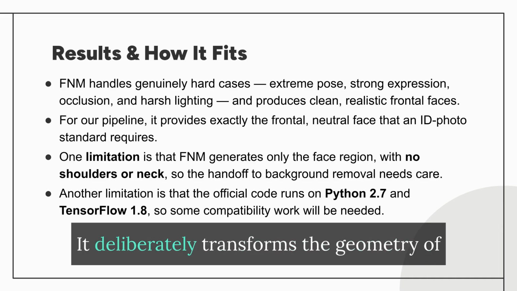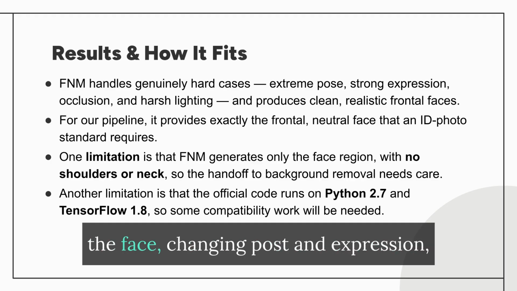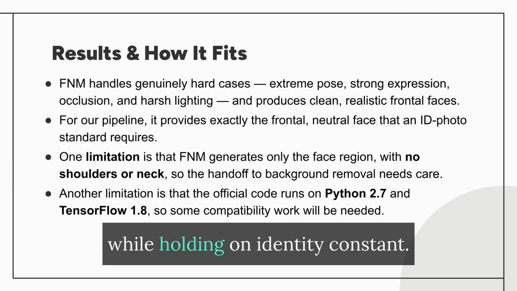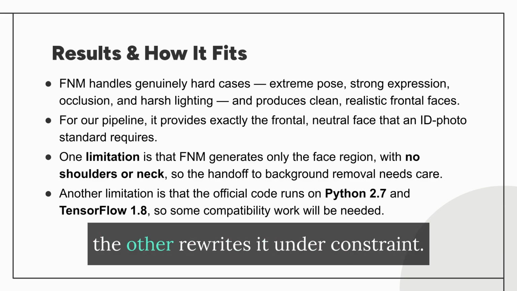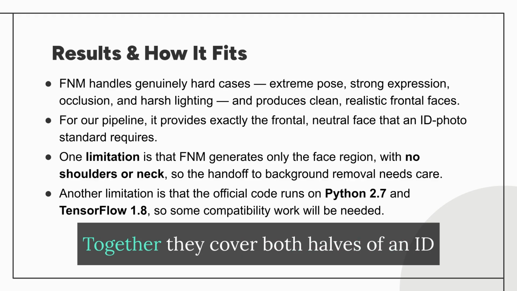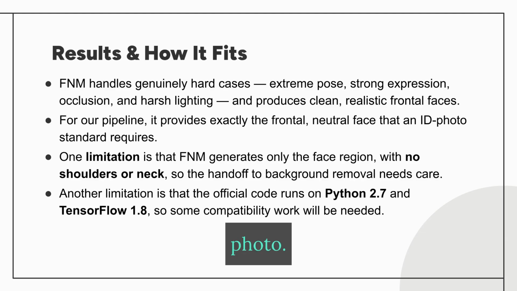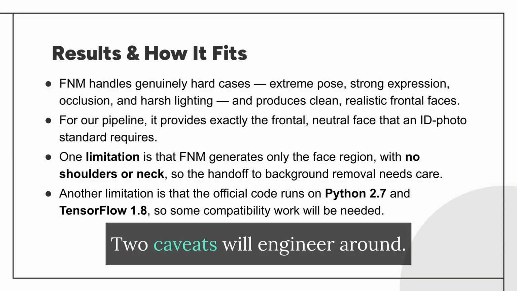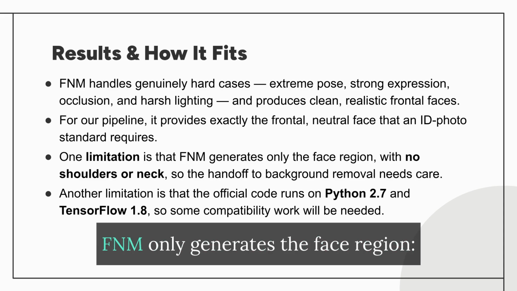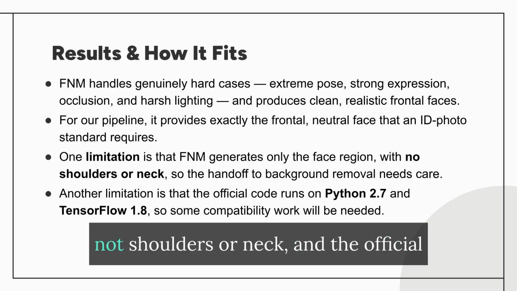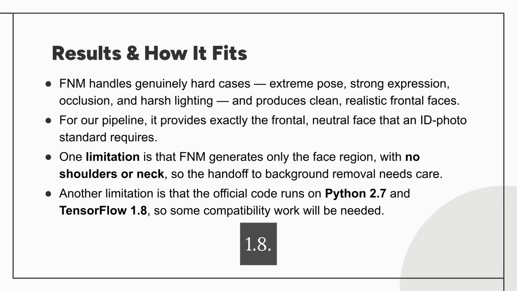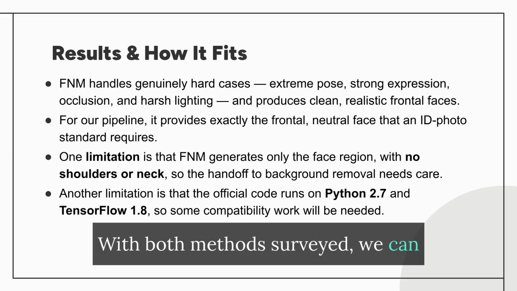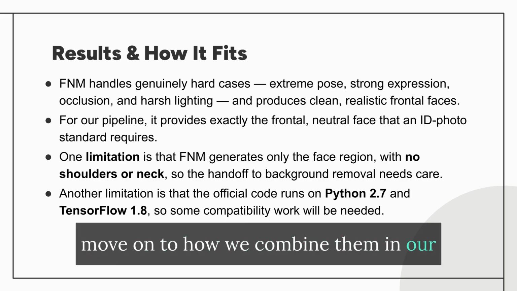It deliberately transforms the geometry of the face, changing pose and expression while holding identity constant. One protects detail, the other rewrites it under constraint. Together they cover both halves of an ID photo. Two caveats, well engineered around. FNM only generates the face region, not shoulders or neck, and the official code runs on Python 2.7 and TensorFlow 1.8. With both methods surveyed, we can move on to how we combine them in our pipeline.